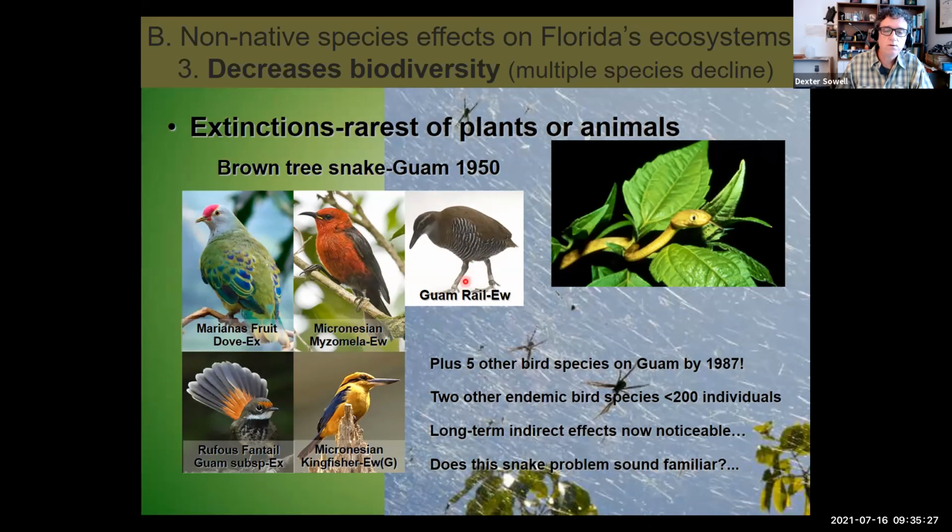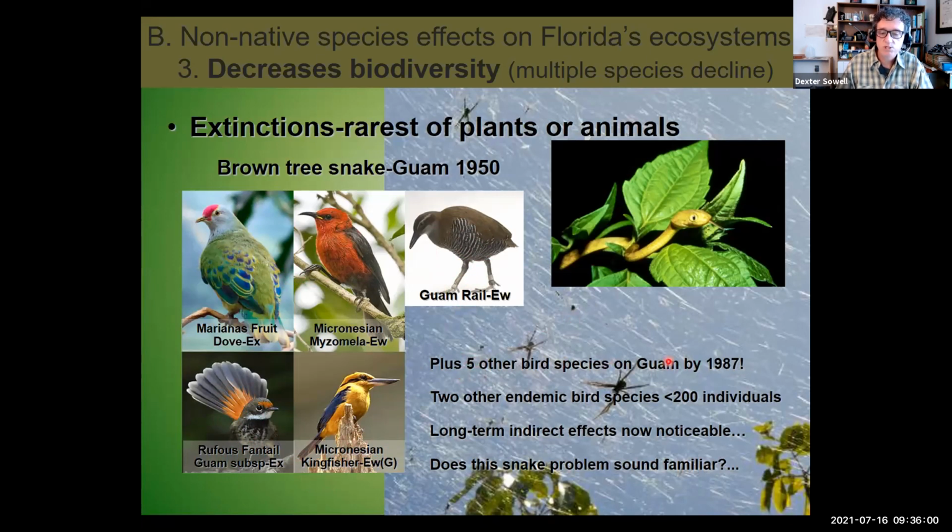The Guam rail. A lot of these birds are, I should say, ground nesters too. So that's part of why they're so hammered by this snake. The Guam rail is extinct in the wild. The rufous fantail bird, the Guam subspecies, is extinct. There are other subspecies of bird that live on nearby islands, but this subspecies is extinct. The Micronesian kingfisher is extinct in the wild on Guam. This species does occur on other islands in the area, but it is extinct on Guam right now.